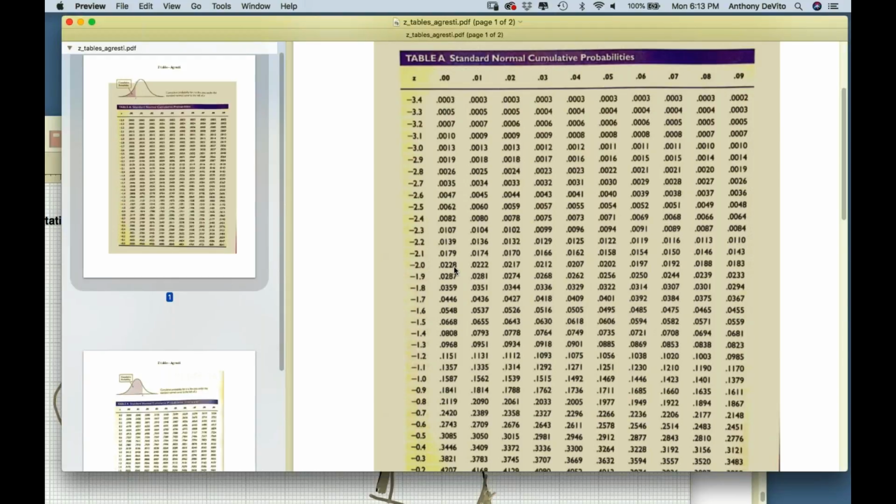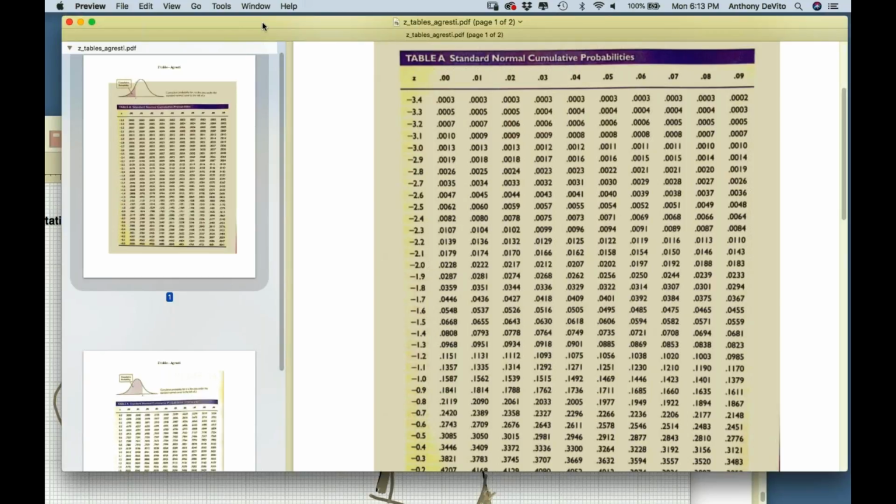And if I want to double that, in other words, the area to the left of negative 2 z-score and the area to the right of positive 2 z-score, if I double that, it's going to be 2 times 2.28.